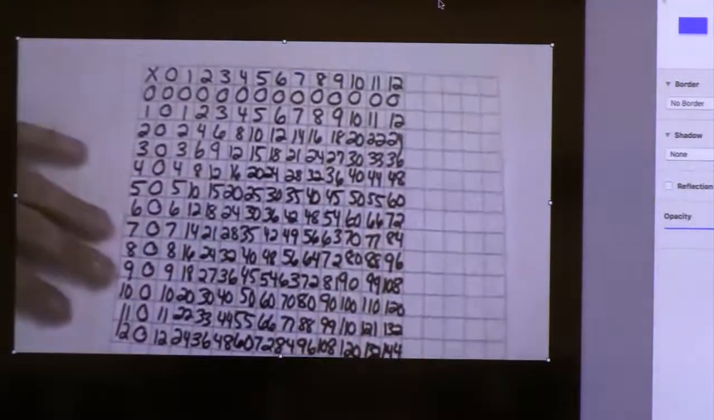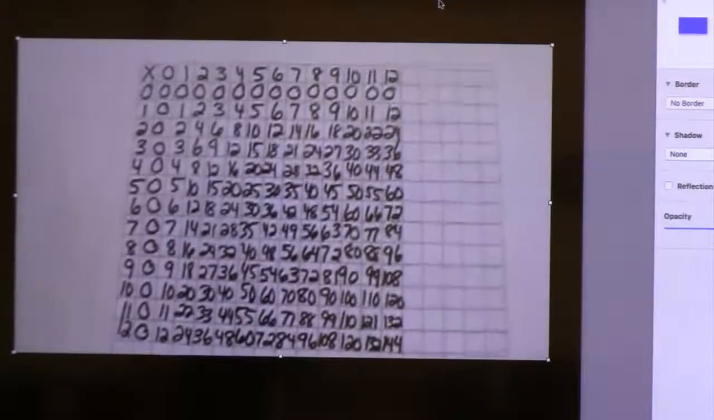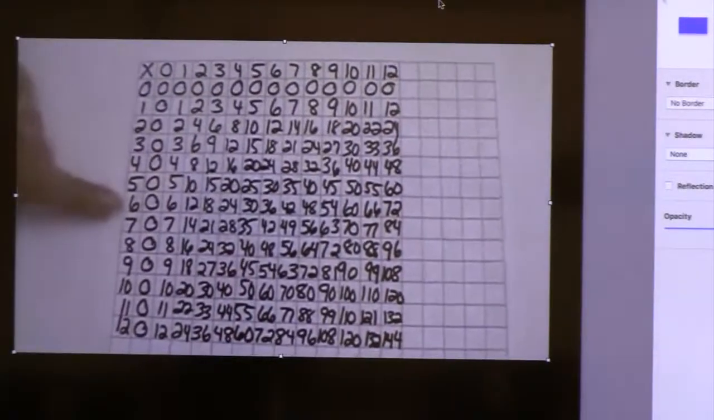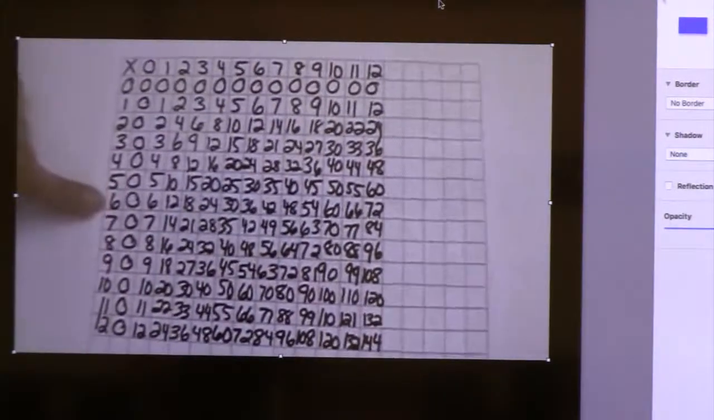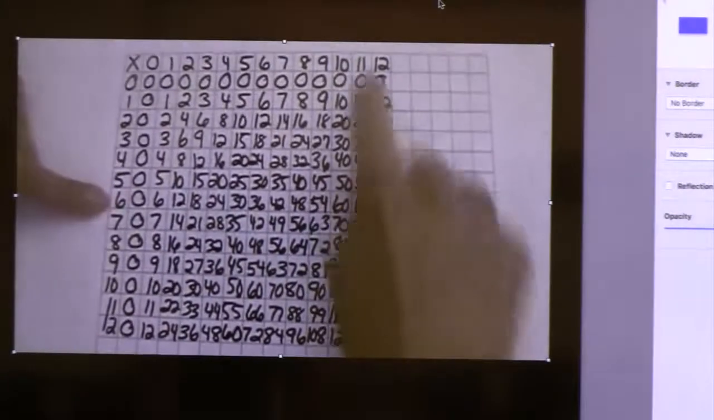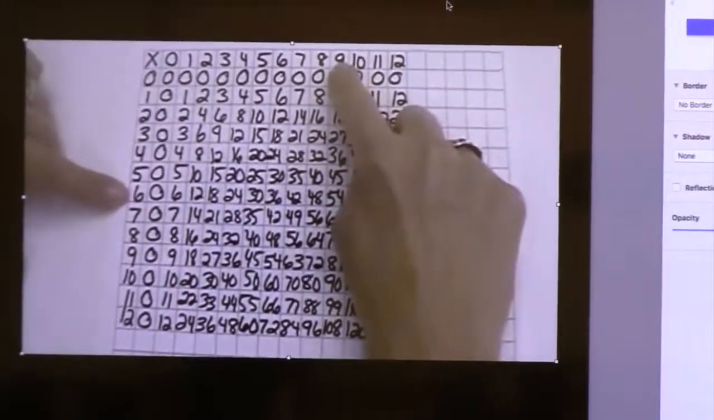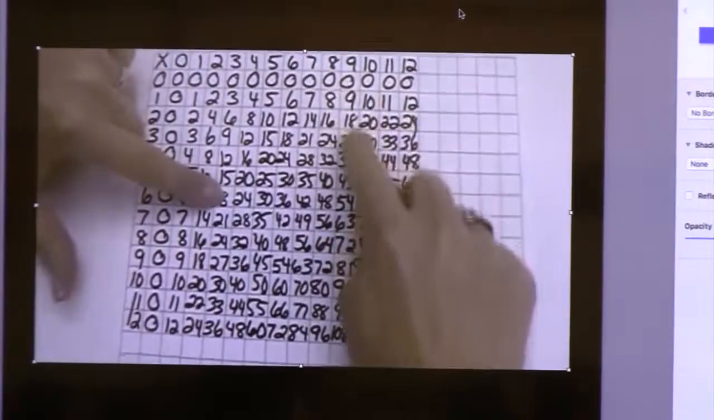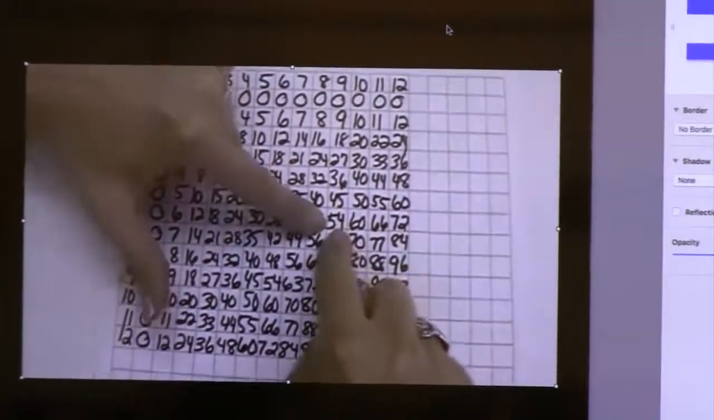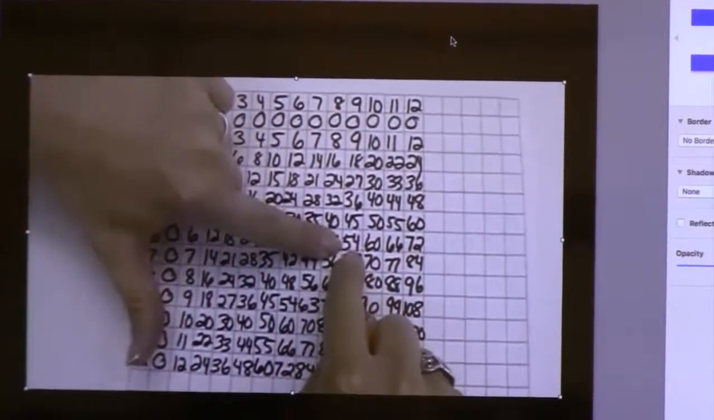Now if you want to see how we use the grid, here's what we do. We pick a factor on one side, let's say 6. And then we pick a factor on the other side, let's say 9. So we're going to multiply. We let our fingers intersect, we bring it down, let our fingers intersect. And 6 times 9 is 54.